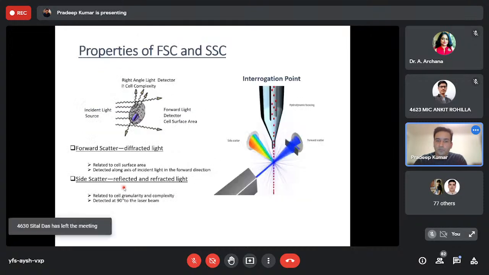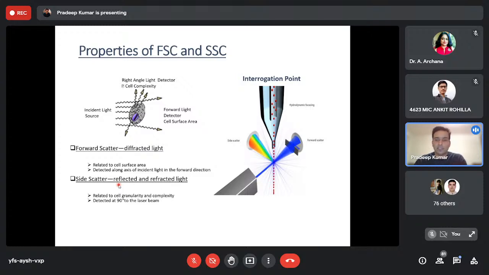So based on the information or the light that you're getting from the surface of the cell, it is diffracted light. We call it forward scatter because it's happening in the forward direction of the light. Now, the side scatter is the reflected light. So it is coming from inside of the cell.